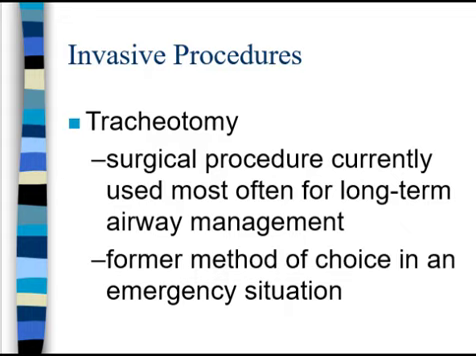So you may have seen patients that have been in the hospital for a long time with COVID and they have been on artificial ventilation. They will have a tracheotomy tube. It's a tube that's coming out of the front of their neck. This used to be the method of choice in an emergency situation.